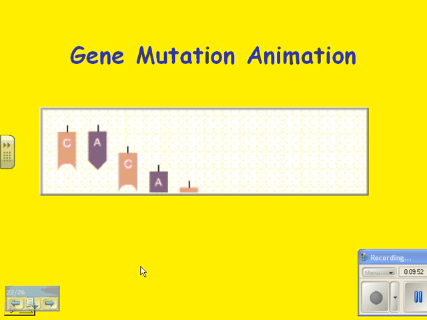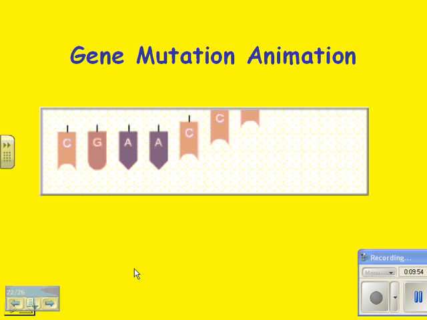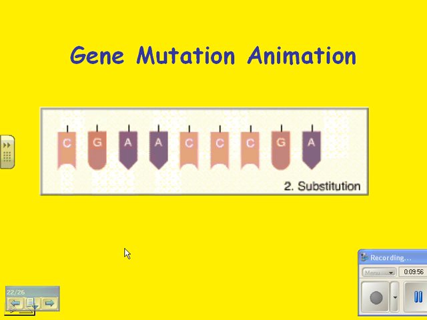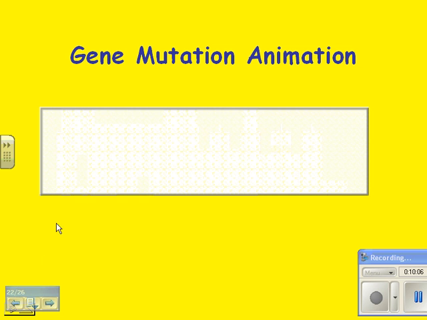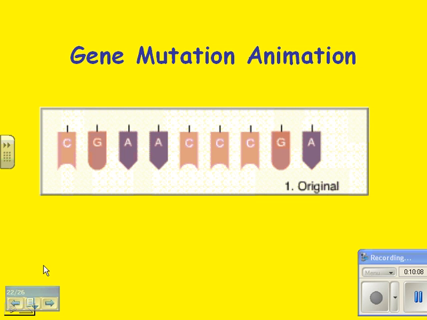So let's take a look at the animation. The original one is this. Substitution is when you change one for another. Insertion is when you add a new one, changes the reading frame. Deletion, you remove one, it changes the reading frame. Inversion, you just switch spots. I hadn't gone over that yet. So let's look at this again. Original is here. Substitution, you change G for C. Insertion, you're adding one in. Deletion, you take one out. Inversion, you switch a couple.